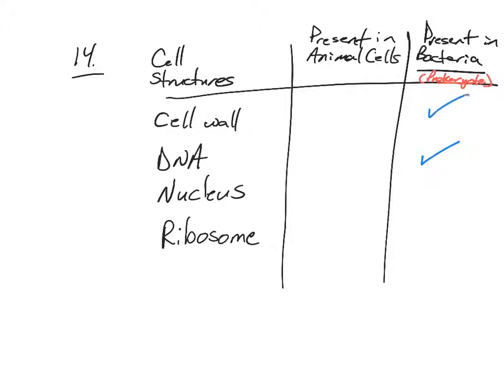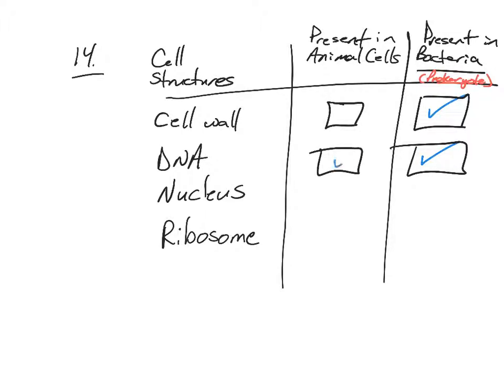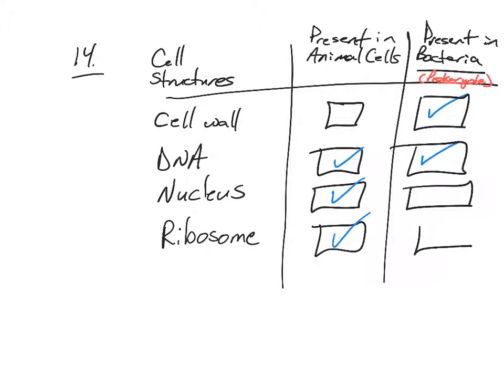Bacteria have cell walls, no nucleus. Animal cells don't have cell walls, so I would leave those blank and not check those. I would check that one and that one. Animal cells definitely have DNA and a nucleus, and they have ribosomes. But bacteria don't have a nucleus, though they do have ribosomes. They're non-membrane-bound. So these are the structures.